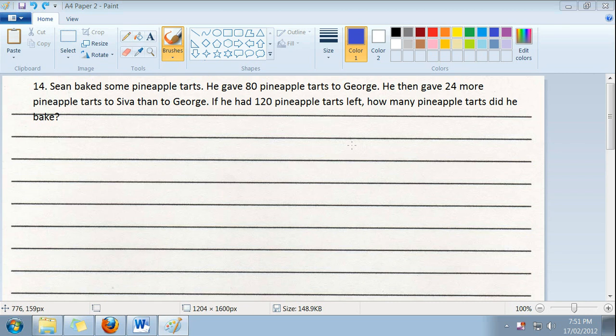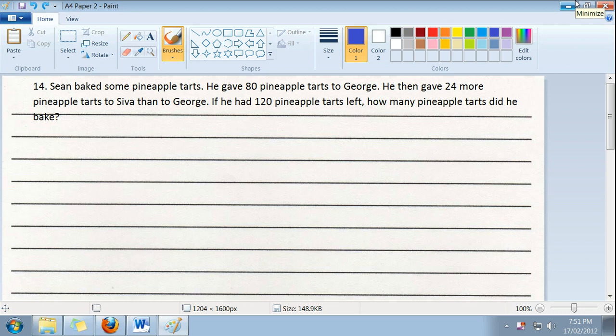Alright, let's go over problem 14. It says Sean baked some pineapple tarts. He gave 80 pineapple tarts to George. He then gave 24 more pineapple tarts to Siva, then to George. If he had 120 pineapple tarts left, how many pineapple tarts did he bake?